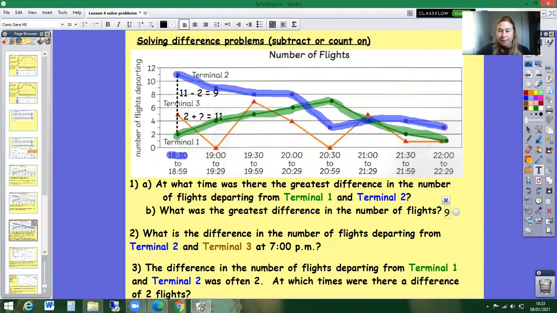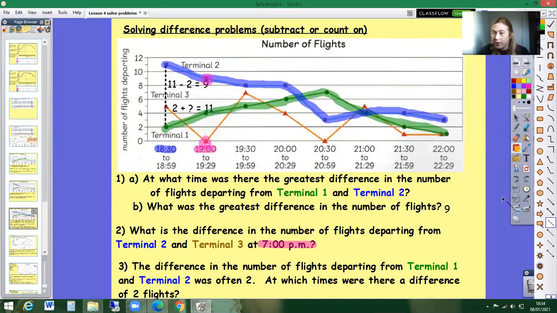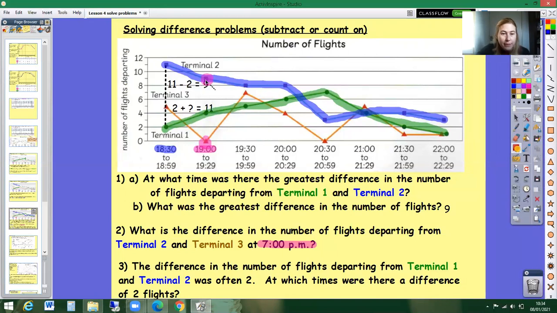What's the difference in the number of flights departing from Terminal 2 and Terminal 3 at 7 p.m? So this time we're given a time. I'm going to look at that time on the graph. It's 7 p.m, so that's 1900 hours. And it says, what's the difference in the number of flights departing from Terminal 2 and Terminal 3? So I need the Terminal 2 point, which is there, and I need the Terminal 3 point this time, which is there. That was the orange line, wasn't it? So I'll use my dotted line again to draw the difference. It's the difference from this point to this point.